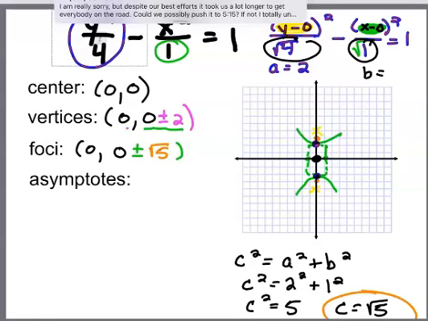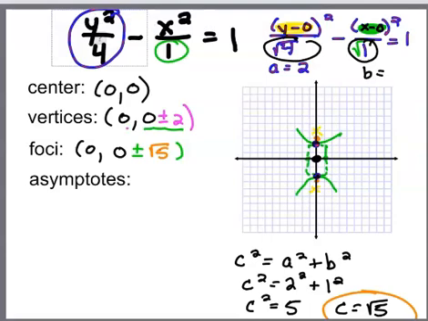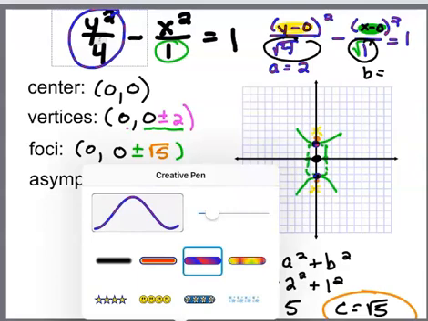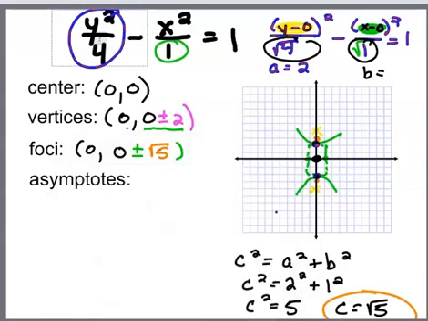Then the last thing I want to do are the asymptotes. If I'm going to draw the asymptotes, I'll do that first. I would just go through the corners of the rectangle, and I want to make sure to go through the center. Notice I'm just going through the center and through the corners of that rectangle. And then if I really want to darken my graph, this is my actual graph. Okay.